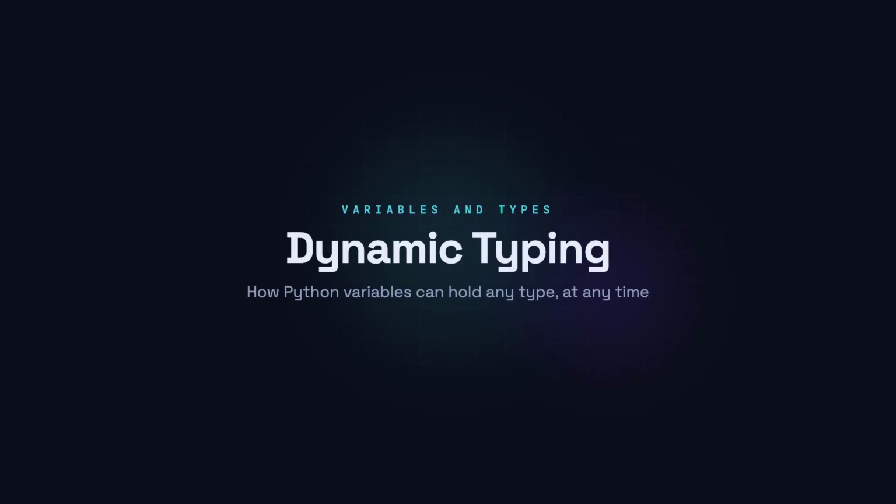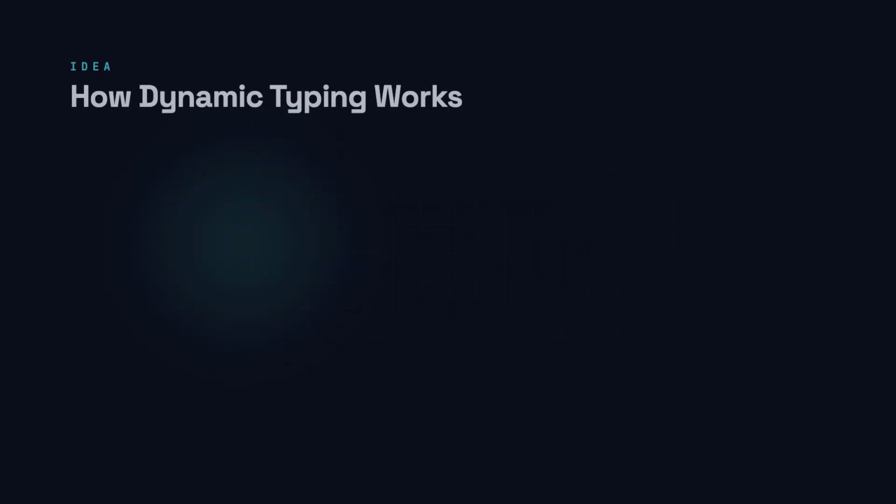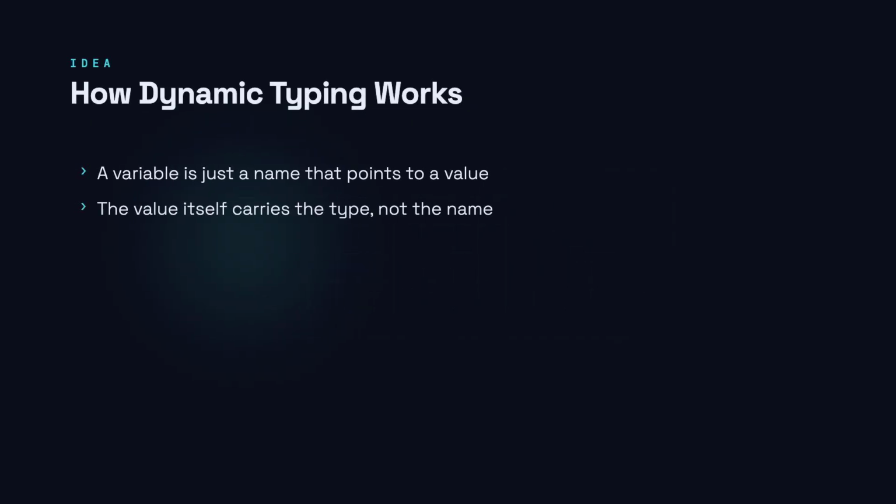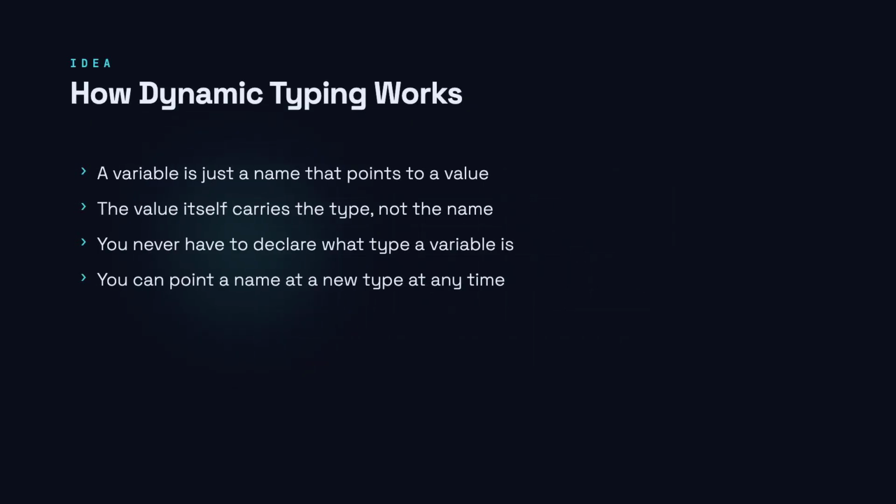In this video we explore dynamic typing, one of Python's most beginner-friendly features. It lets your variables hold any kind of value without you ever having to declare a type. Think of a variable as a sticky label. The label has a name, but it can be stuck onto any object, a number, a word, anything. The object is what has the type, not the label itself.